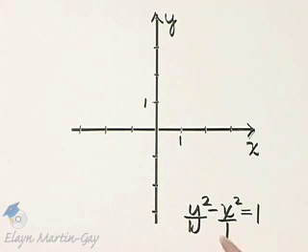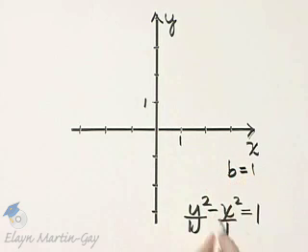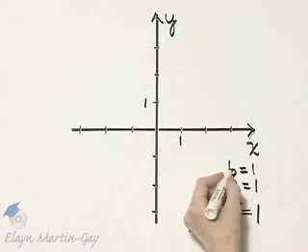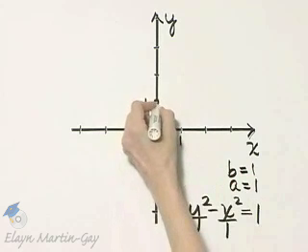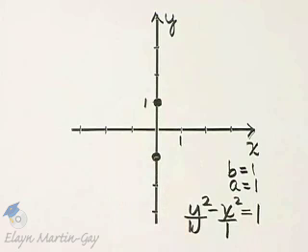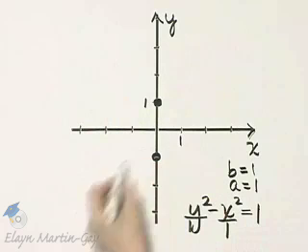Now notice, because y squared is first, this hyperbola opens up and down, and this hyperbola has y-intercepts of (0, 1), because b is 1, and notice a is 1. I've got y-intercepts of (0, b) and (0, negative b), so there are my y-intercepts, and once again my hyperbola opens up and down.